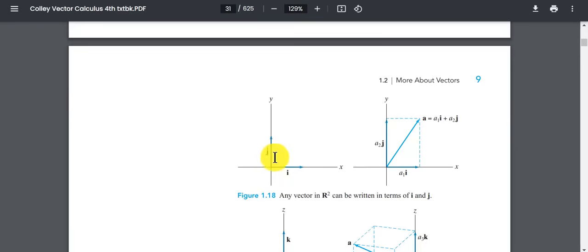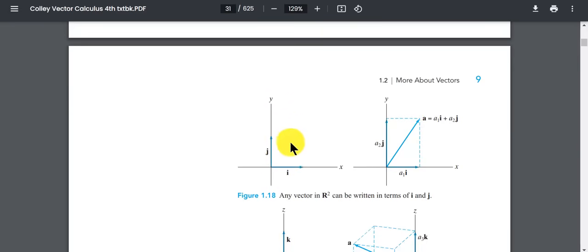And let's suppose that this is of length 1, and this is also of length 1. So these are called unit vectors because of their length. Length 1, length 1. Any vector that has length 1 would be called a unit vector, but these are special unit vectors because this one only points in the x direction, this one only points in the y direction.